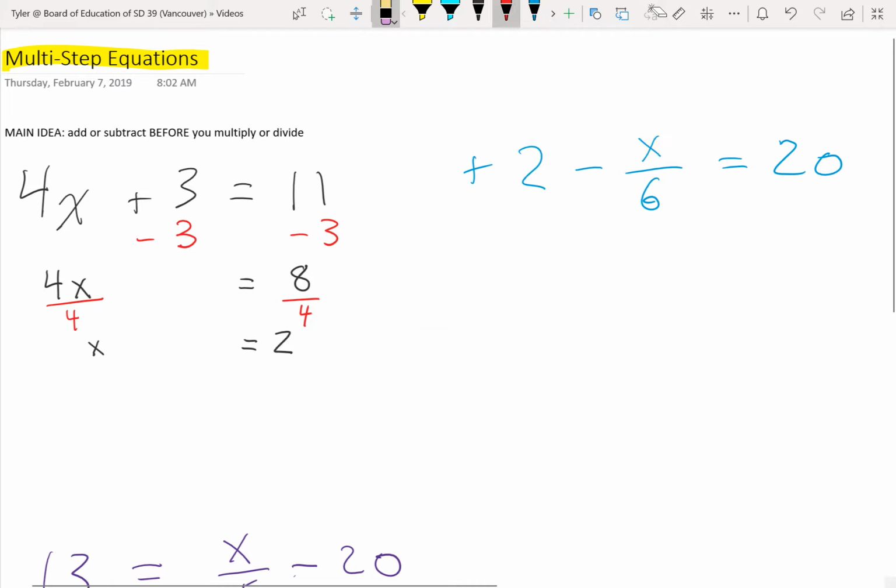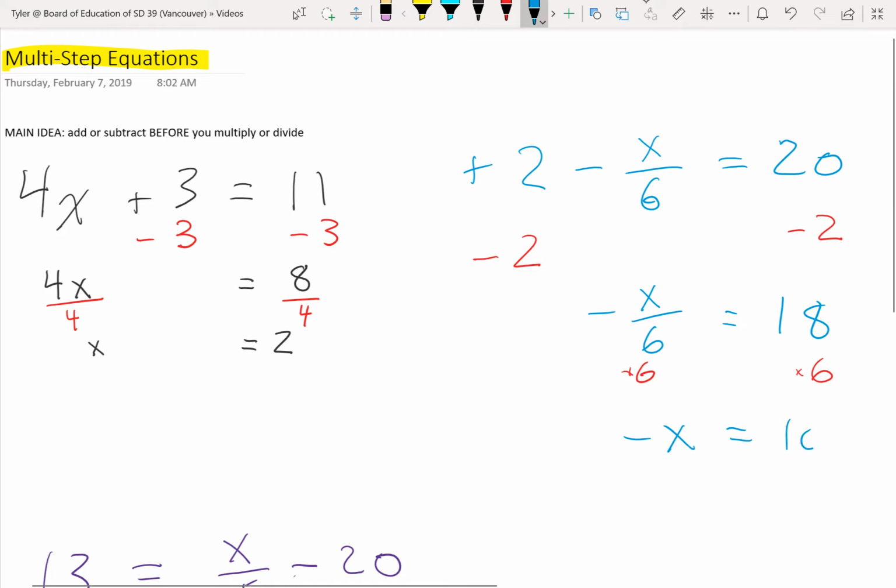So to get rid of plus 2, I do minus 2. We do it to both sides. So now I'm left with negative x over 6 is equal to 18. Cool. Now I need to get rid of that 6. So to get rid of that 6, right now it's division. So to get rid of division, I'm going to do multiplication. Do it on both sides. And that's going to leave me with negative x is equal to 108, sorry. And now we're almost done.